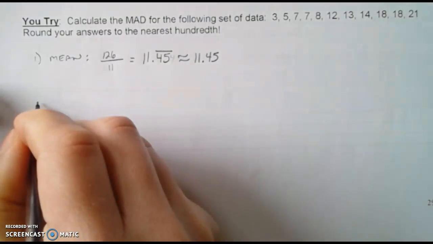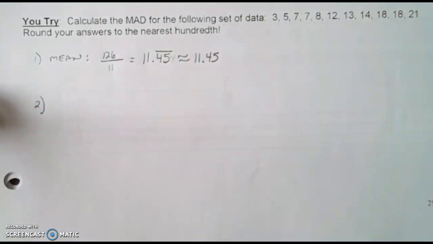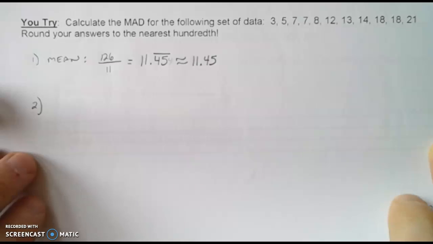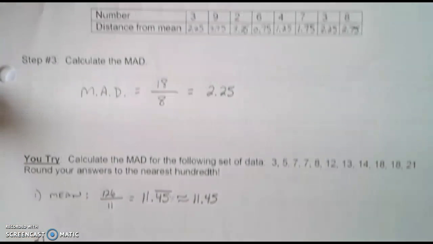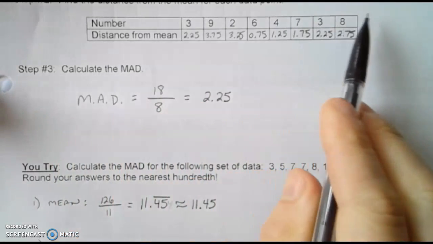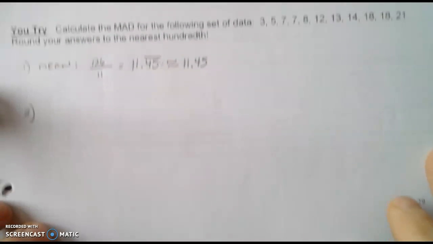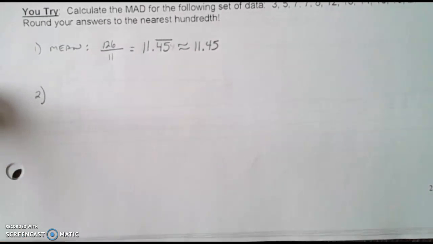For step number 2, we're going to find the distances from the mean. I want you to create a table like what we had back up here. Make your numbers the first row, and then your distances from the mean will be your second row. I'll give you some time to do that.